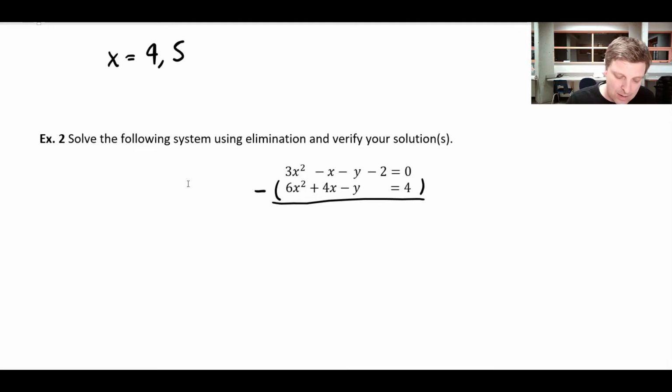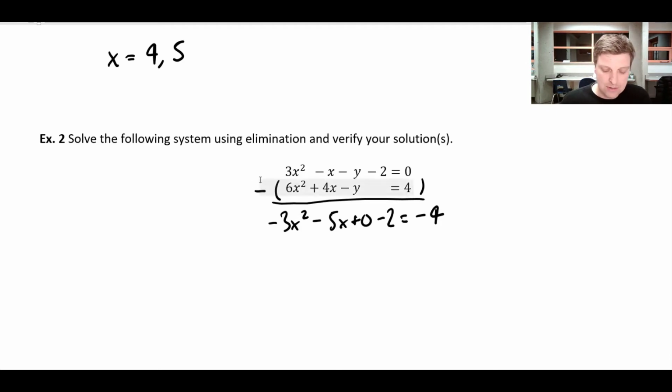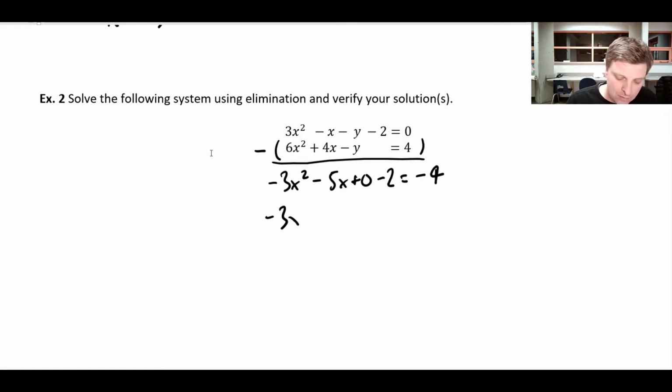So 3x squared minus 6x squared is negative 3x squared. Negative x minus 4x is minus 5x. Negative y minus negative y is 0. And then negative 2 minus 0 is negative 2. And then over here, I've got 0 minus 4 is minus 4. And so if I collect the terms and bring everything over to the same side of the equation, I'm going to get negative 3x squared minus 5x. And then if I bring this negative 4 over here by adding 4 to both sides, I would get plus 2 and then equals 0.